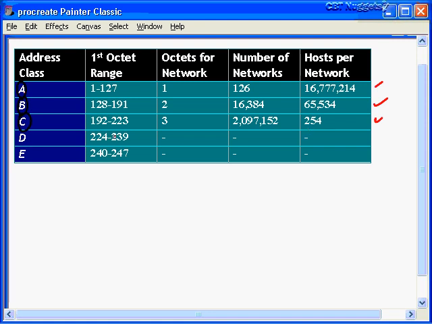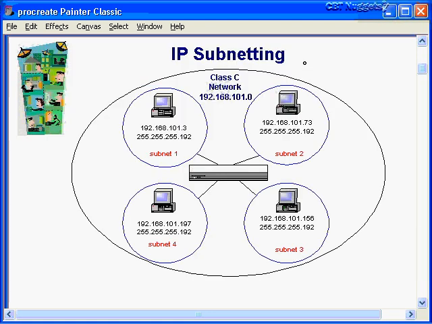Well, let's look at this Class C here real quick. If my small business has a Class C address or a Class C network of 192.168.101.0, I know that by default, with a subnet mask of 255.255.255.0, the first 24 bits are the network, the last 8 bits are the host. That gives me 254 hosts because I can't use 0 for the network and 255 is the broadcast.